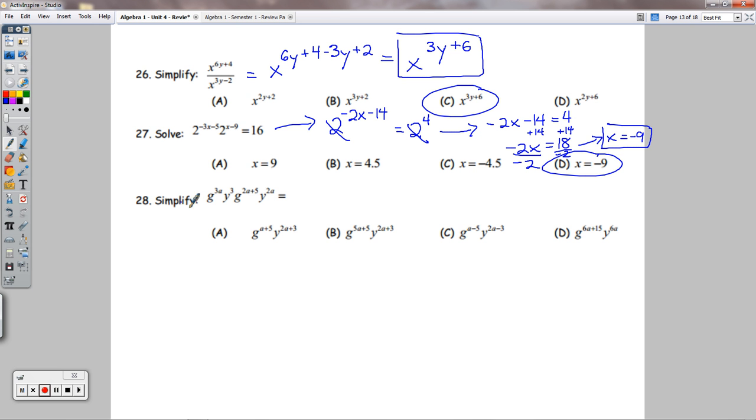Is the one I just did. I'm sorry, I'm looking at the wrong thing in my previous work. So 28, that's the one I'm on. So I have 28. We're multiplying all this together.